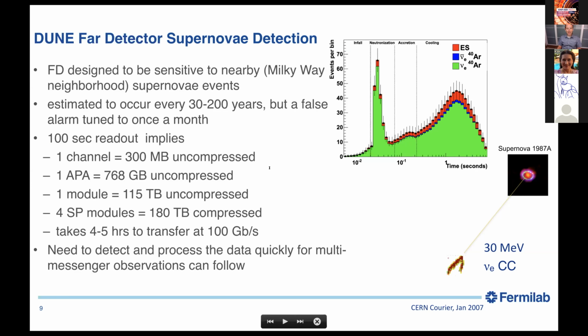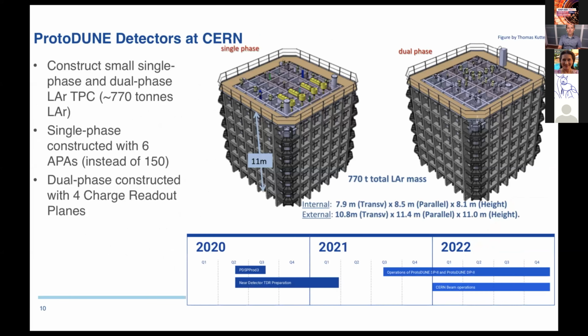Of course, how do we get all of that data up out of the cavern? We're going to need a relatively fast network so that we can transfer that data out within 4 to 5 hours, because it's important for us to detect and process that data so that we can then give information for multi-messenger observations that follow up.